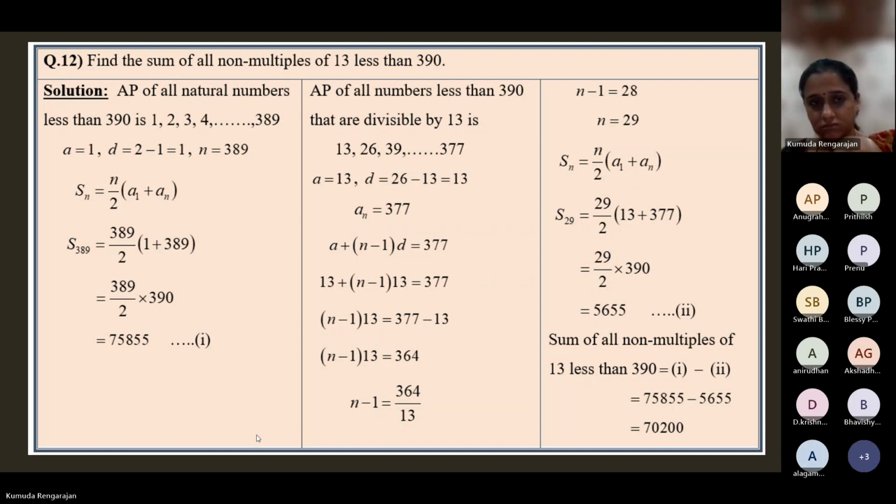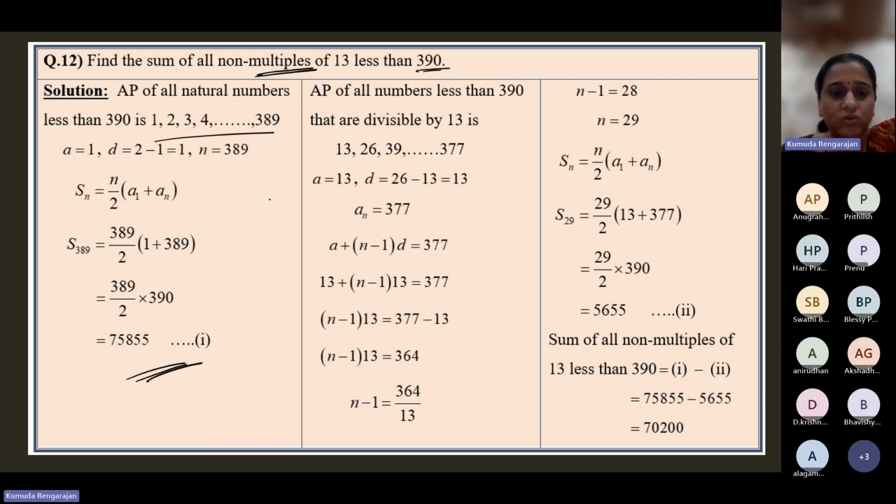Yes, ma'am. Okay. So to find the sum of all the non-multiples, you need to find the sum of all the numbers less than 390. So from 1 to 389, find the sum of all the numbers. And remember, when you have to find the sum of a set of numbers, you need to know the value of n. So here the value of n is 389 itself. So you'll have to find S389.